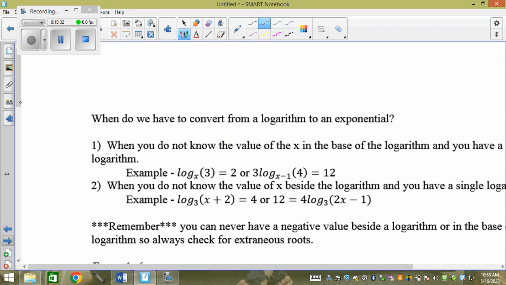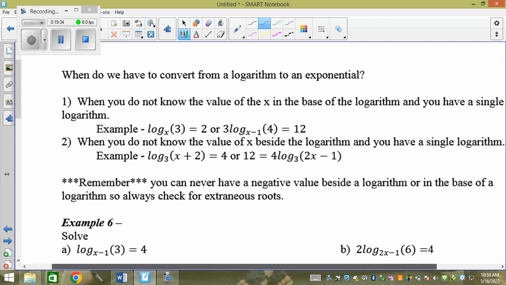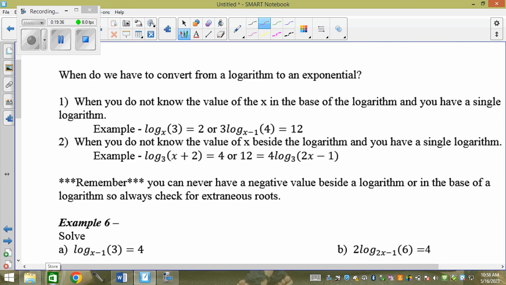Okay. This one here, when do we have to convert from a log to an exponential? Well, when you need an x that's locked into the log and you don't know how to get it back out. Okay? So for example, if the log is in the base, do you know any way to get that x out of the log when it's in there? No, the only way you can get it out is by converting it to exponential.